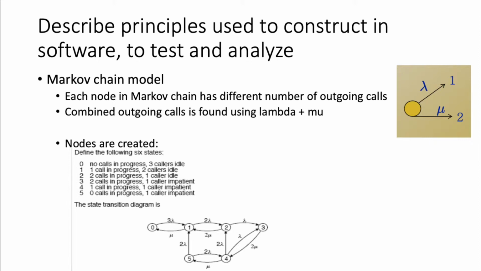The nodes created represent 6 different states. The first, node 0, has no calls in progress with 3 callers waiting. The second is node 1 with 1 call in progress and 2 callers waiting. There are 2 with 2 calls in progress and 1 caller waiting. Node 3 with 2 calls in progress and 1 caller that is impatiently waiting. And node 4 has 1 call in progress and 1 caller impatiently waiting, and node 5 has 0 calls in progress and 1 caller impatiently waiting.